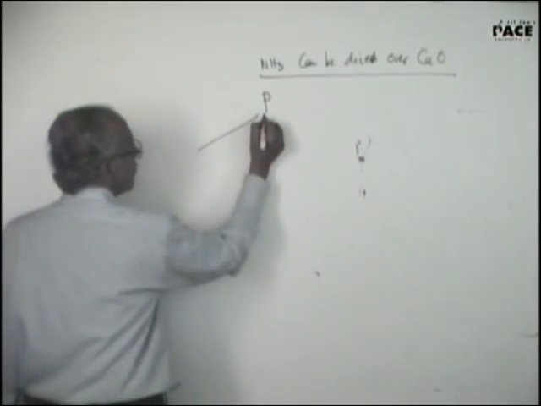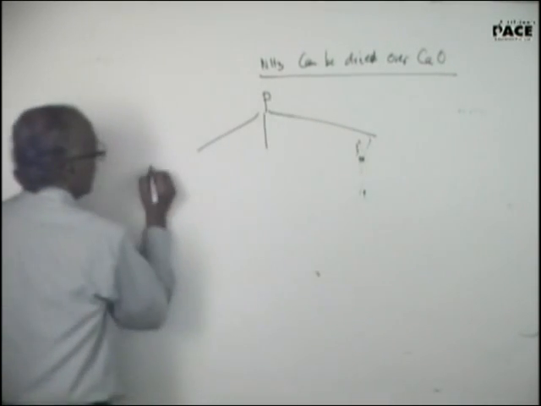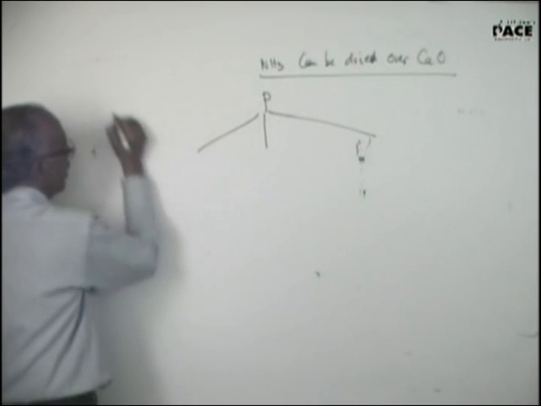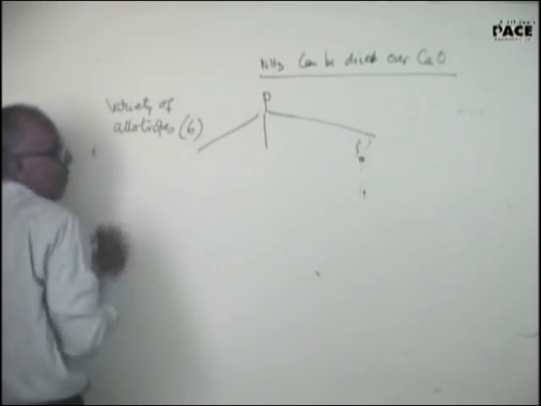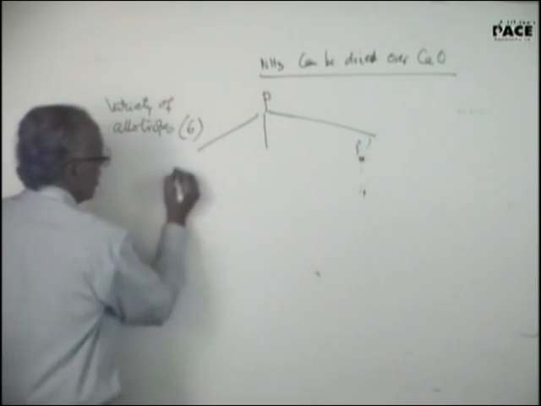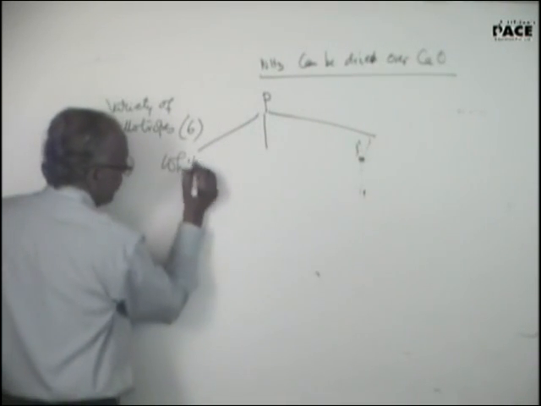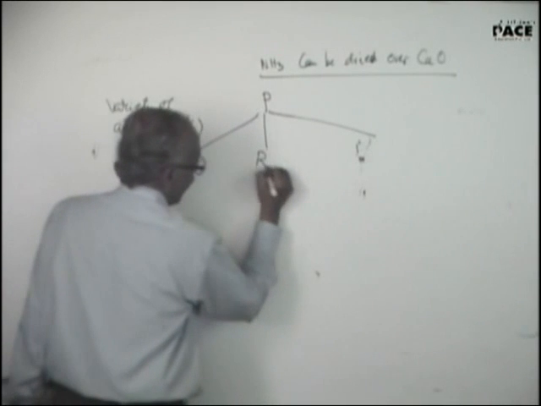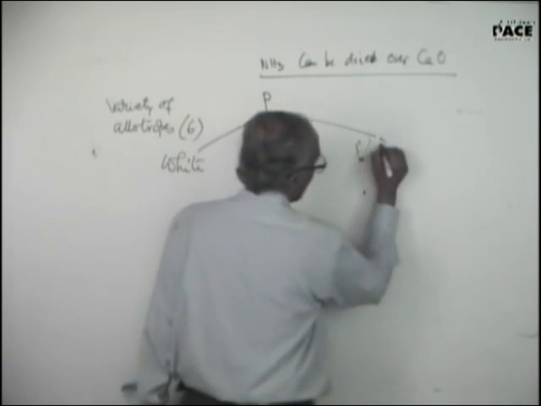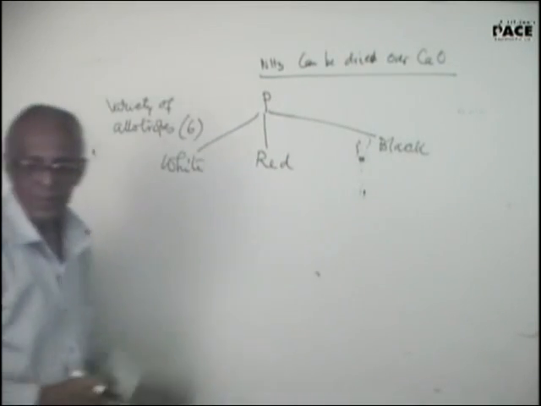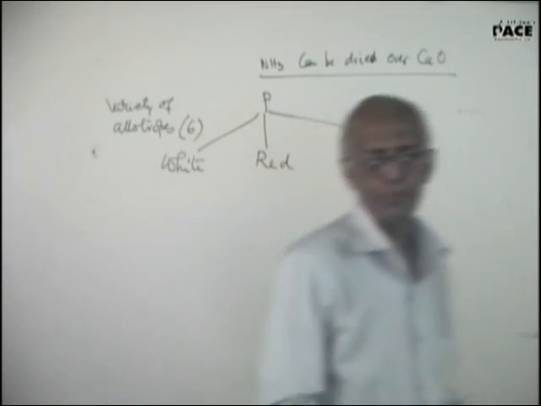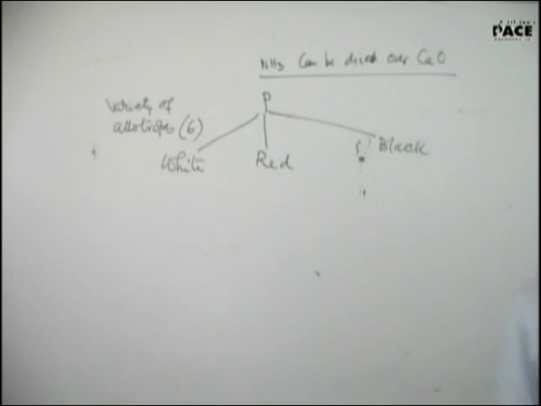Phosphorus exists in 3 varieties of allotropes. Actually, a minimum of 6; it has more than 6. That is the white phosphorus, red phosphorus, and the black phosphorus. These 3 are the main varieties of phosphorus allotropes.